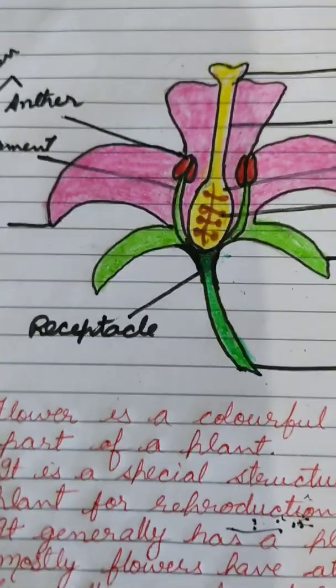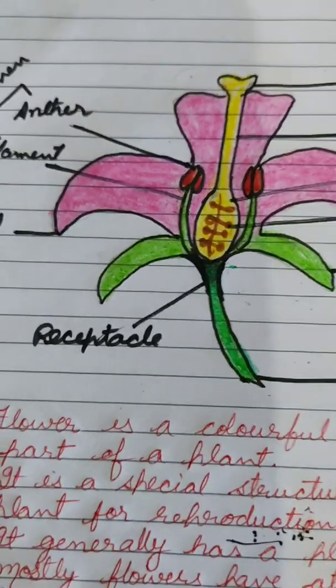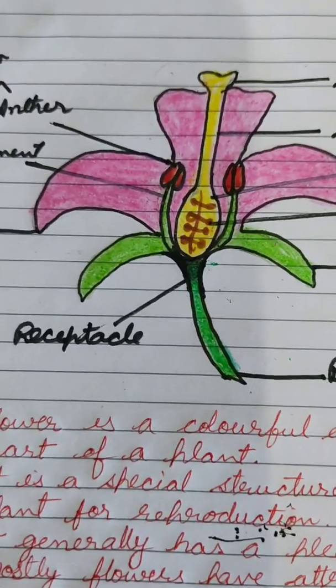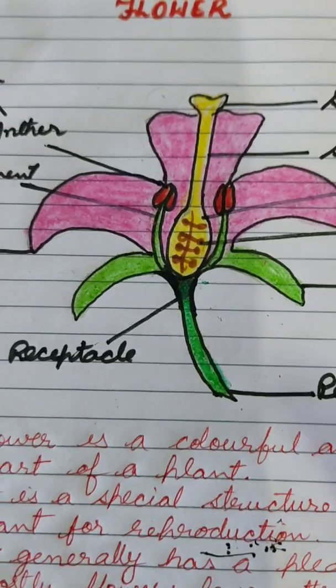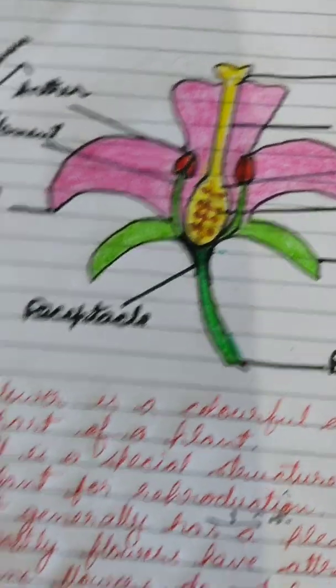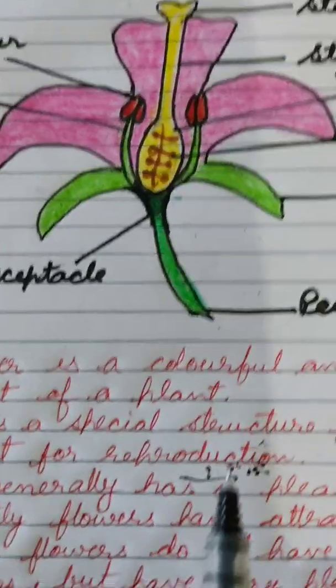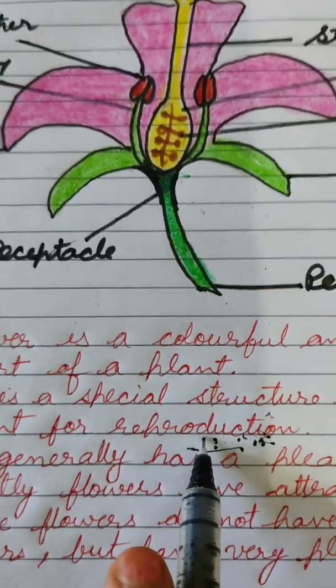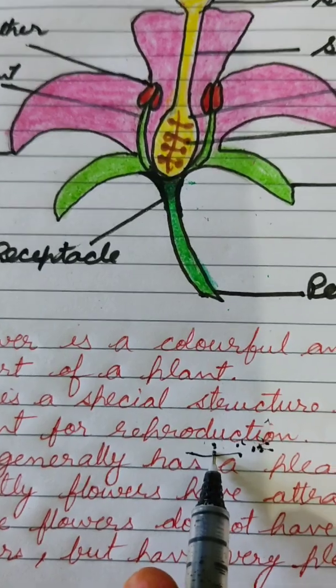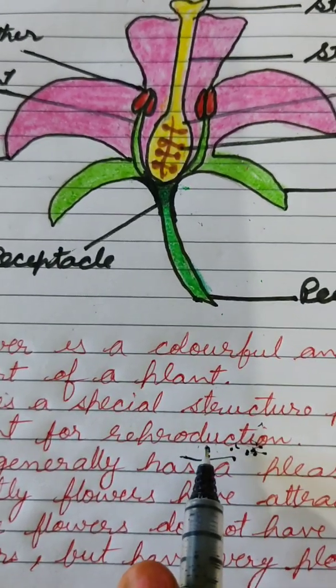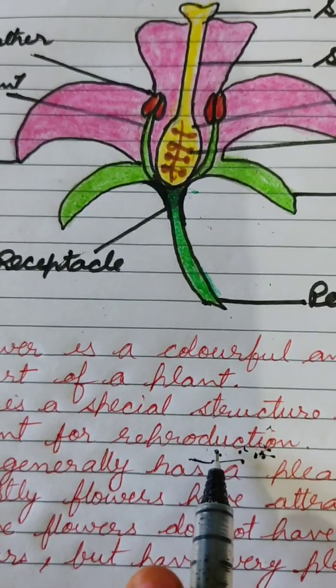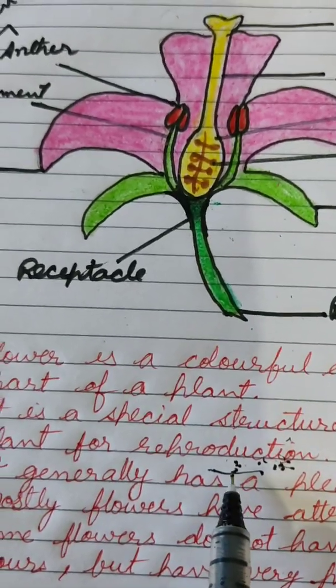You know that the flower is the most attractive and beautiful part of the plant. And it is the reproductive part of the plant, or we can say that it is a special structure produced by the plant that helps in reproduction. So what do you mean by reproduction? Reproduction means to grow a new plant from an older plant by different means.